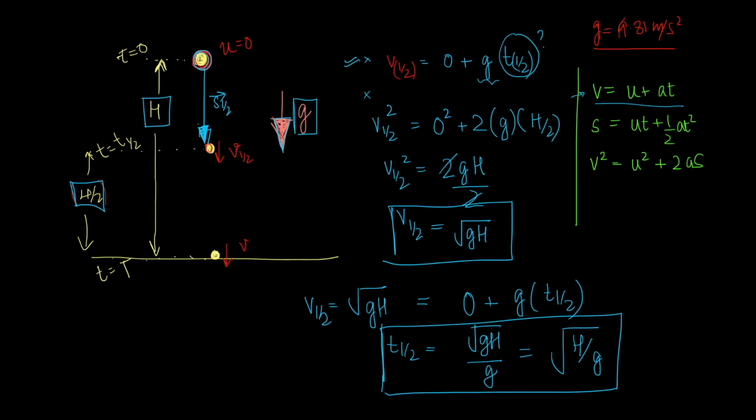So let me write this down here somewhere. V half equals root gh. T half equals root of h by g. So now we know both these variables and we're good to go.